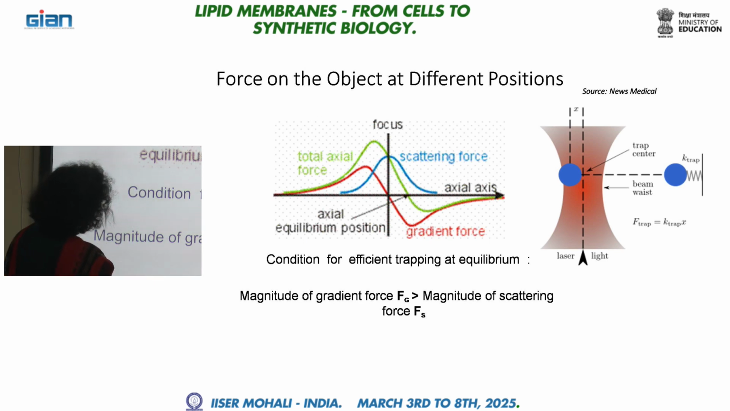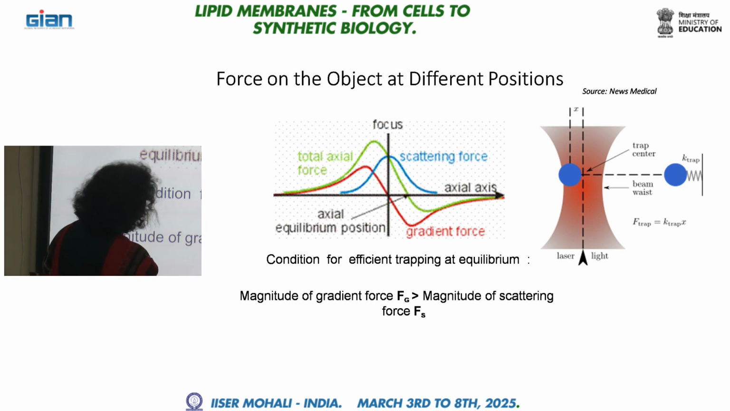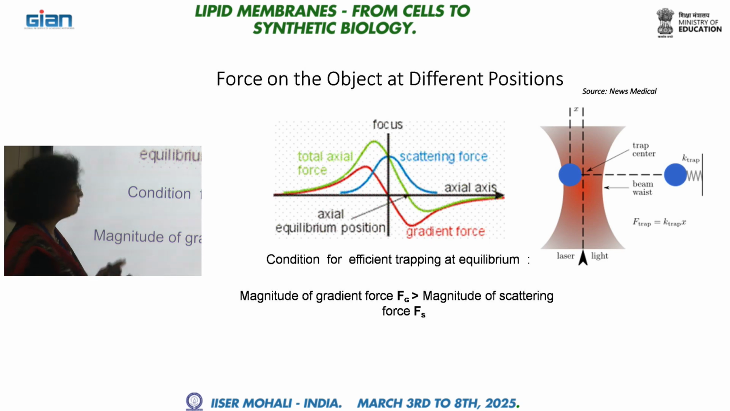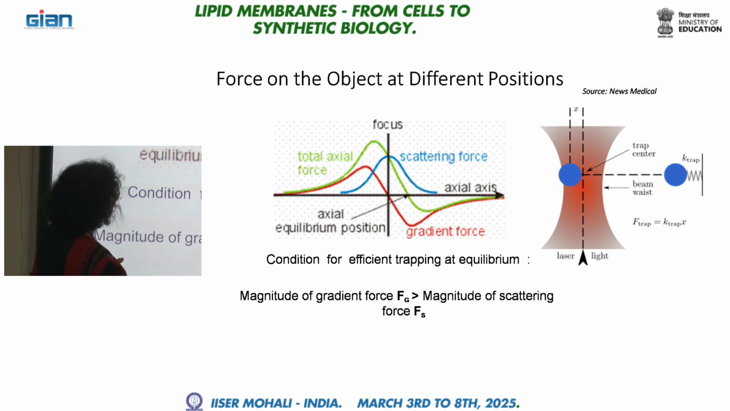The second force, the one which is in red, is essentially your gradient force. The gradient force is always directed towards the focal point. What I wanted you to note is that if the y-axis is positive over here, this part is negative. So this gradient force is always directed towards the focal point. The total force is going to be an addition of the red line and the blue line, and this sum is being shown in this green line.